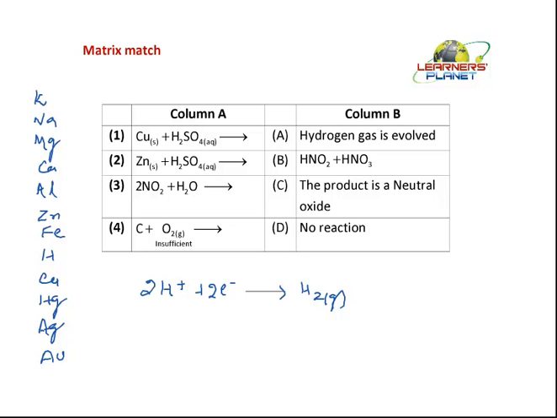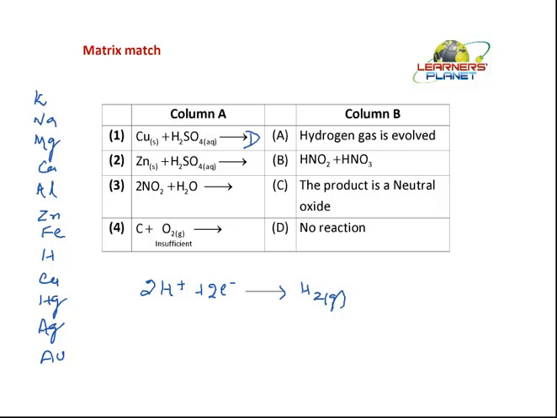Now when this copper is present below hydrogen, can it give its electron to hydrogen? No. Here copper is less reactive than hydrogen. So what should be the answer of this first one? It should be D, no reaction.